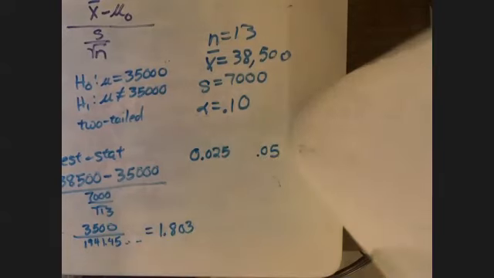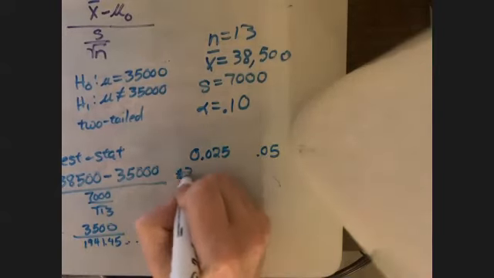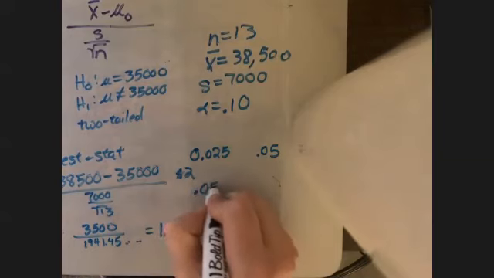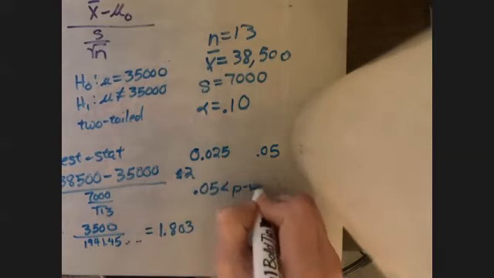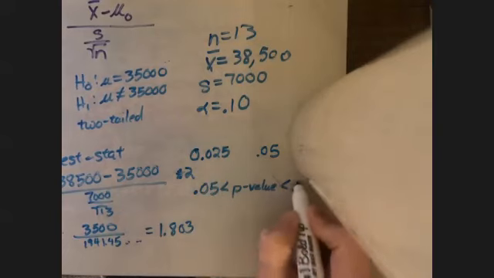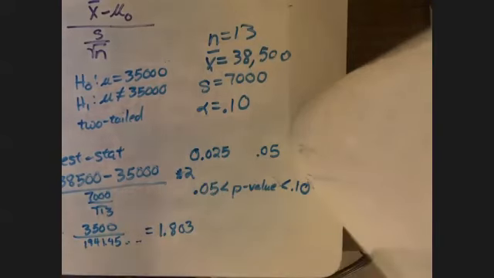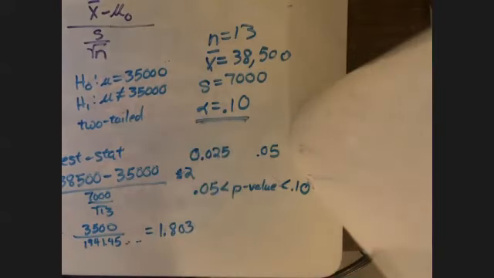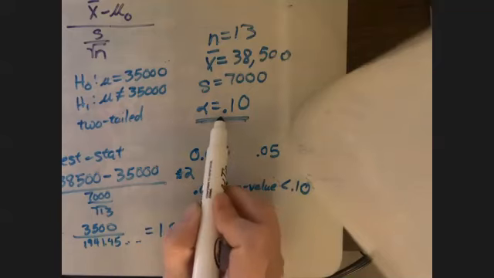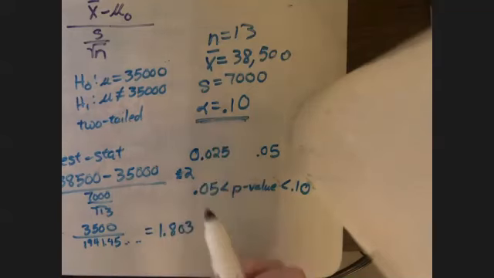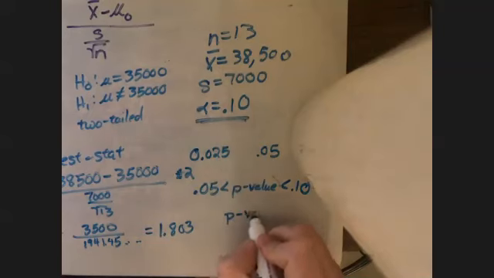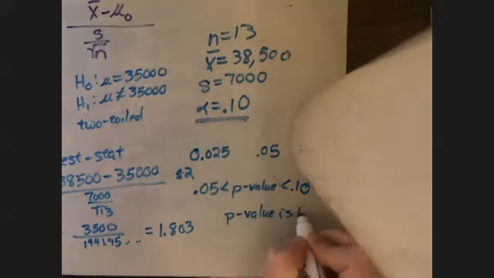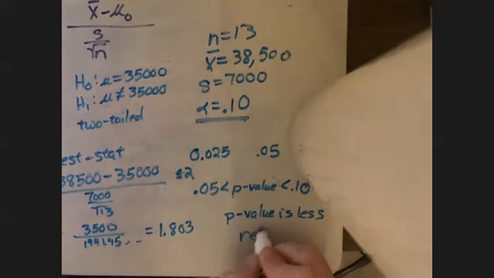Because this is two-tailed, we have to double. So 0.05, p-value 0.10. Now the question is, is our p-value less than alpha? The answer is yes, okay? Because this p-value is less than 0.10, and alpha happens to also be 0.10. So therefore, p-value is less. So we reject.